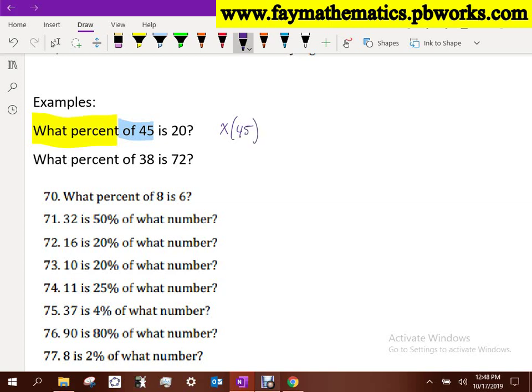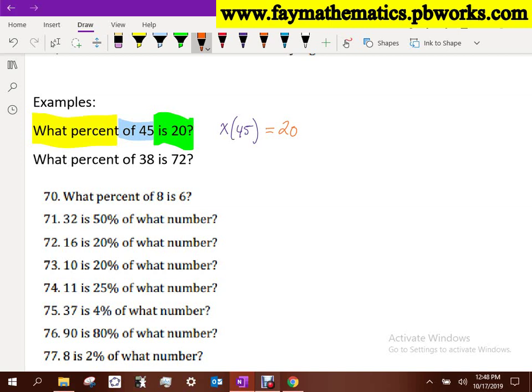Now I get to another phrase that says is 20. What does is refer to? Equals. Equals what in this case? 20. So now we've got an equation that we can solve.